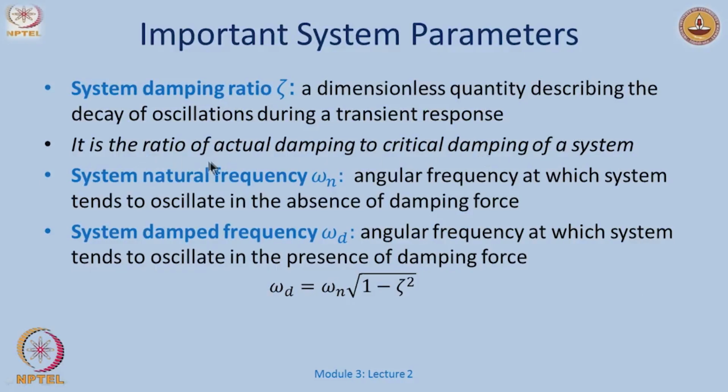That is, it is a ratio of the actual damping to critical damping. No need to understand this statement at the moment, but we will recollect this when we try to justify what this means. Natural frequency is the frequency at which the system tends to oscillate in the absence of a damping force. This will be clear shortly, together with omega d, which is the damped frequency of the system. We will again come back to this as we learn it through some examples.